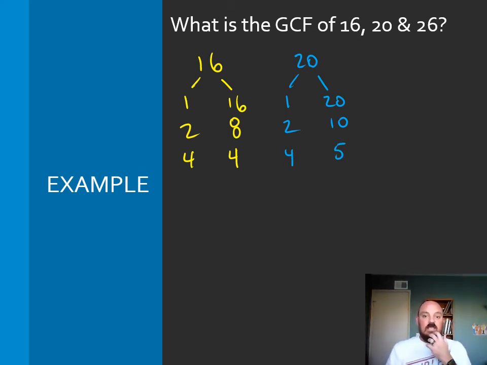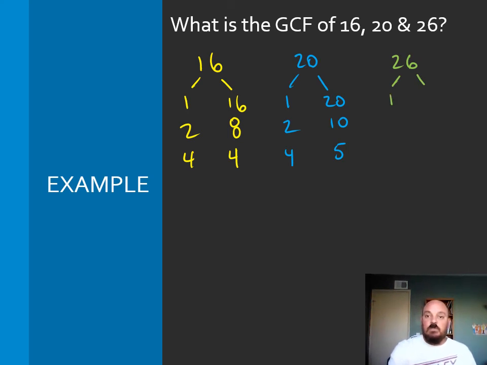Okay, now we can't answer the question yet. If we were just doing the greatest common factor of 16 and 20, it looks like the answer would be 4. But we're not done because we don't know about the 26. So let's do the 26 also.